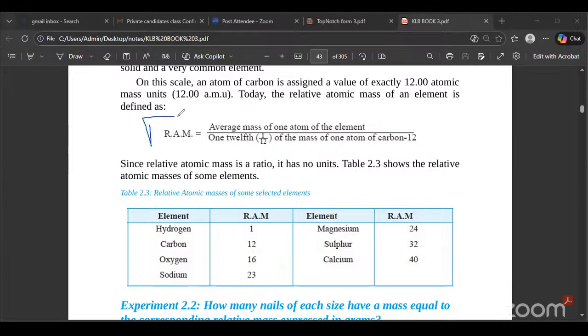Please remember, this one actually is the definition of RAM. That is the definition, the one that we mentioned, comparing the mass of an element with carbon 12. Yeah, that one is the definition of RAM.